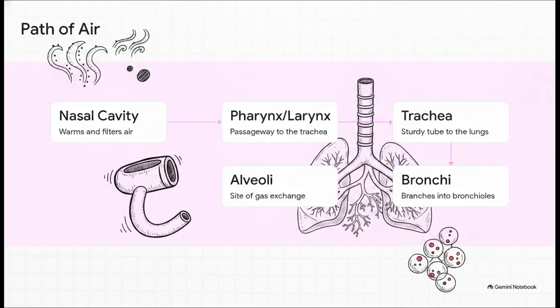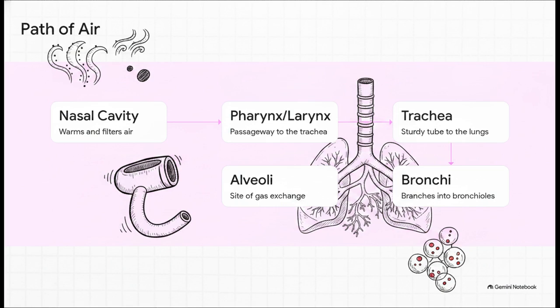Now that we know how the brain and nerves are organized, let's look at the systems keeping those actual cells alive. Trace the journey of a single inhaled breath with me. Air enters the nasal cavity, where it's instantly warmed and filtered. Then it travels down through your pharynx and larynx, right into the trachea, which is the sturdy tube held open by rings of cartilage. The trachea then branches into two primary bronchi entering the lungs, which branch into smaller and smaller tubes called bronchioles. Finally, the air reaches the alveoli.